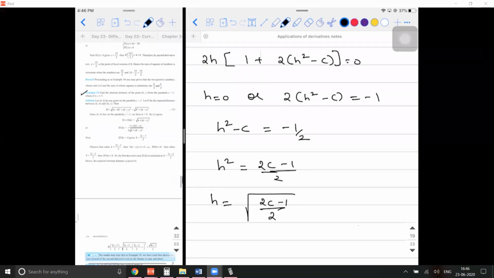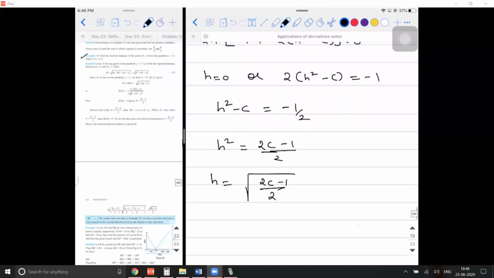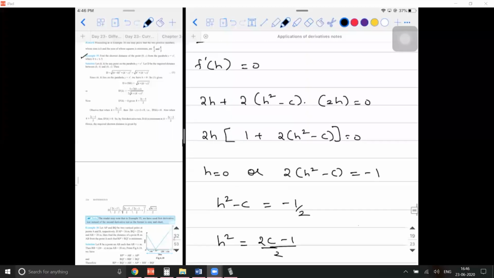Right? Are people able to understand what I did? Is there anyone having a doubt? Sir, can you explain it again, sir? From where? The graph, sir. From the graph.